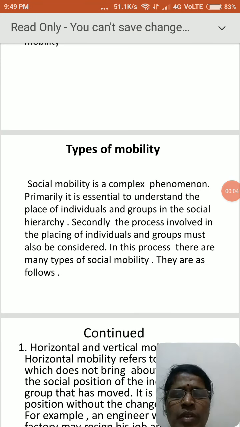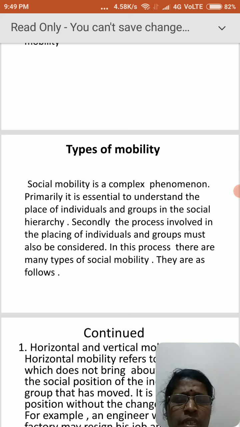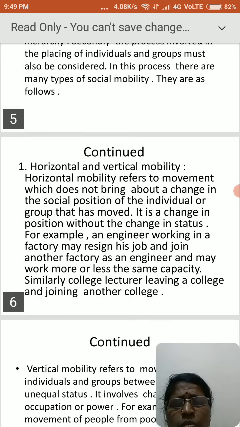Now we take the types of mobility. Social mobility is a complex phenomenon. Primarily, it is essential to understand the place of individuals and groups in the social hierarchy. Secondly, the process involved in the placing of individuals and groups must also be considered. In this process, there are many types of social mobility. Firstly, horizontal and vertical mobility.